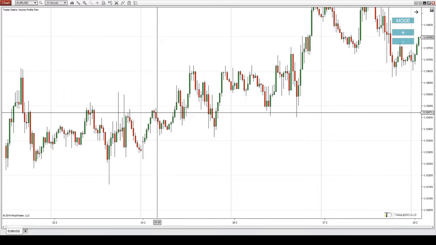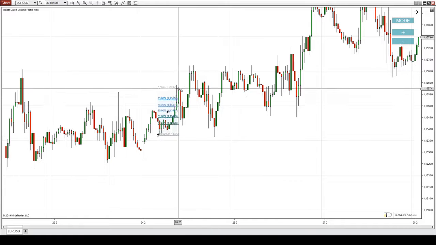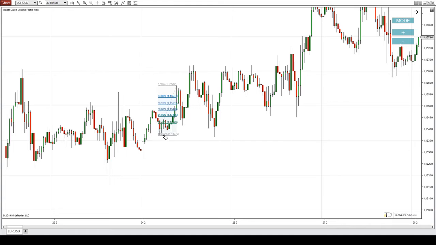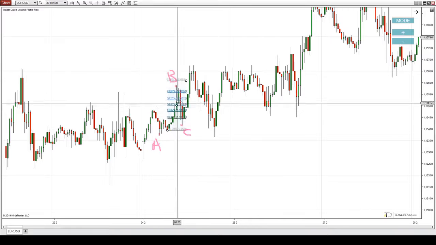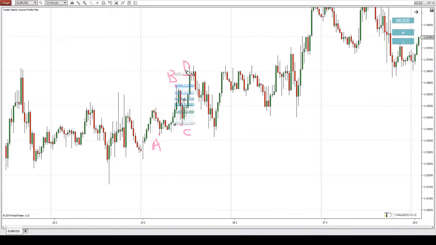Next one is also very close. A, B, below 50% goes the C, and this is the D. You go short from there. So you have A, B, C, D, short.